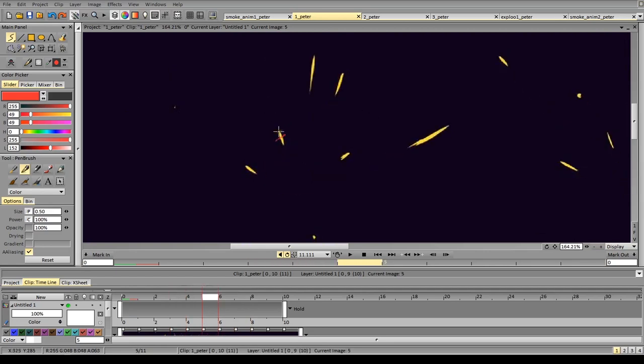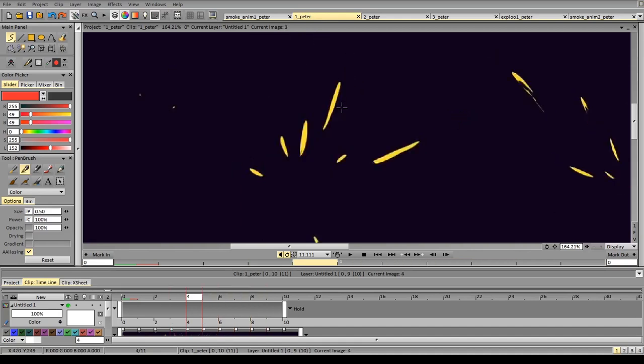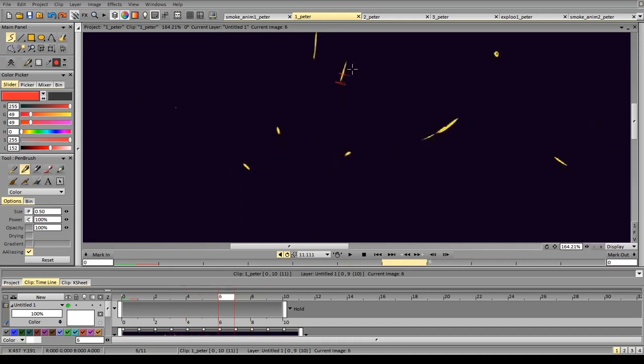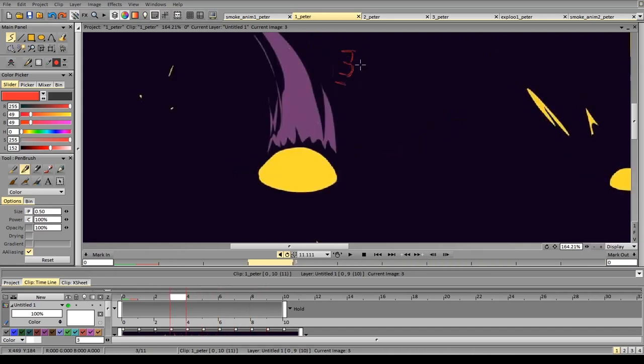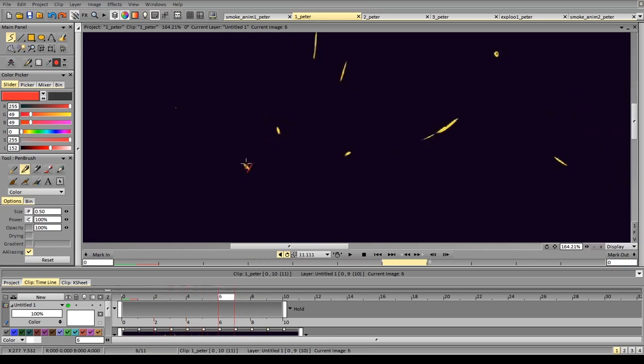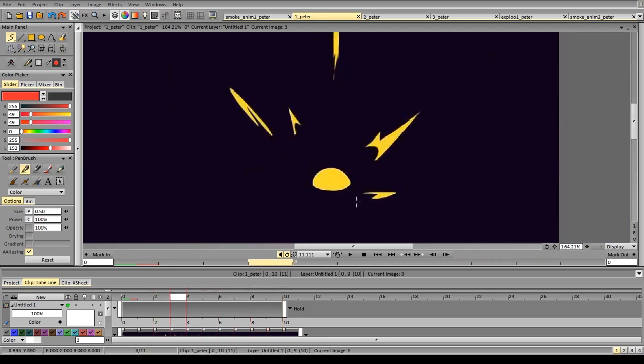Let's look at this one. This one is okay. Again, it accelerates suddenly between these three frames instead of slowing down. So there is no slowdown here. And here. Let's look at the next one.